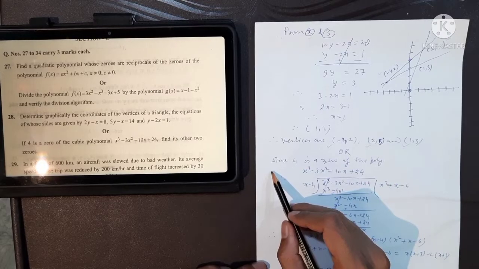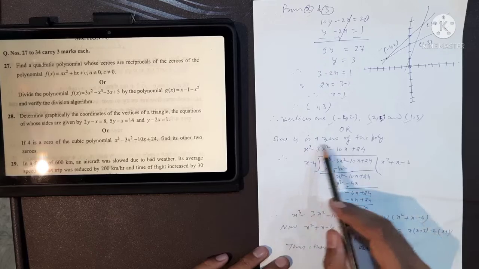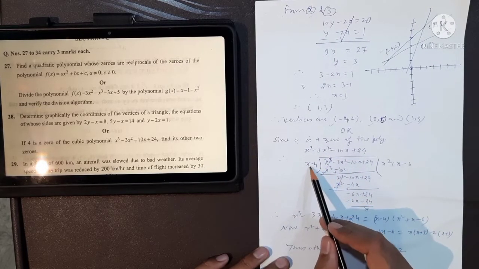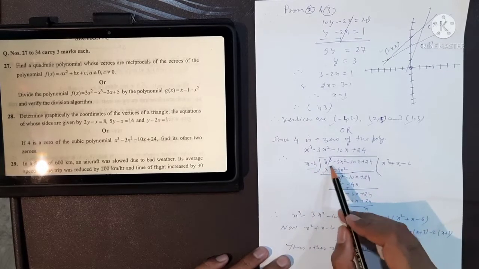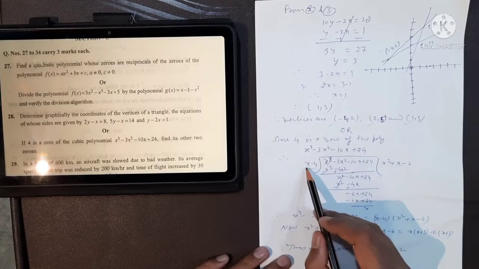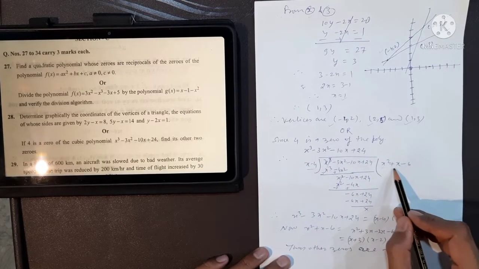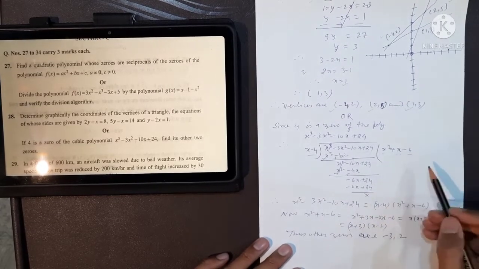We move on to question number 28, the OR part. Since 4 is a zero of the polynomial, we know that x minus 4 is equal to 0 is a solution. So we divide by x minus 4, and the dividend is this, and upon dividing we will get x square plus x minus 6, and we will solve this equation.